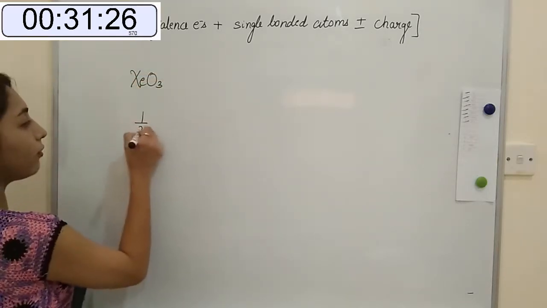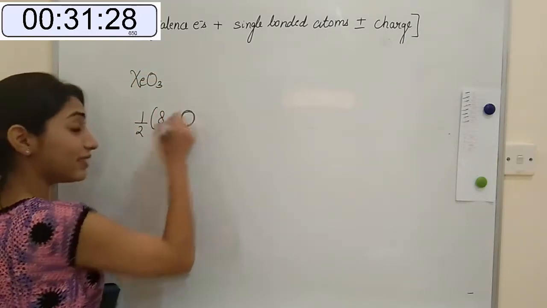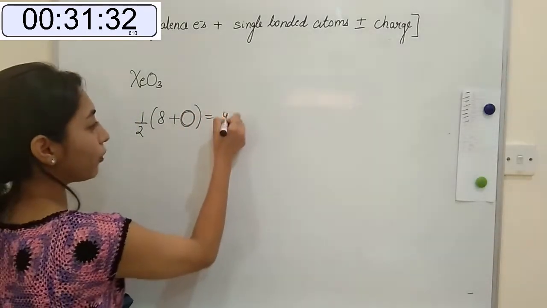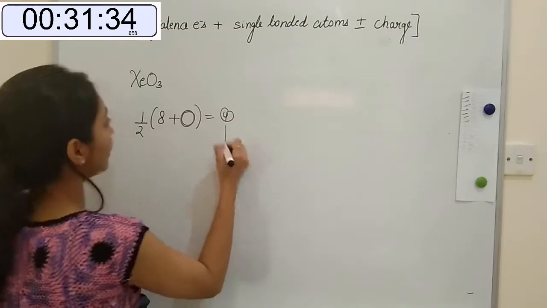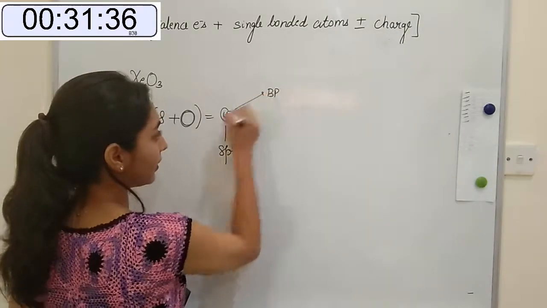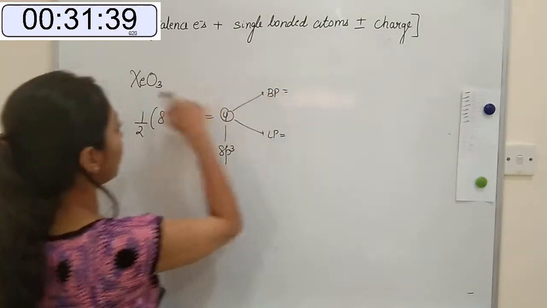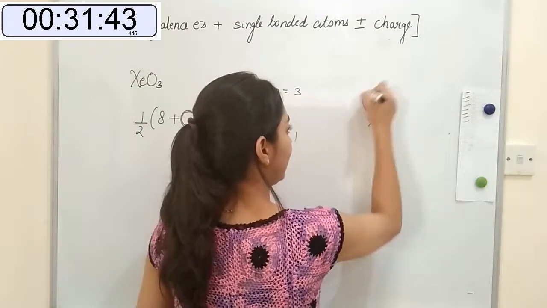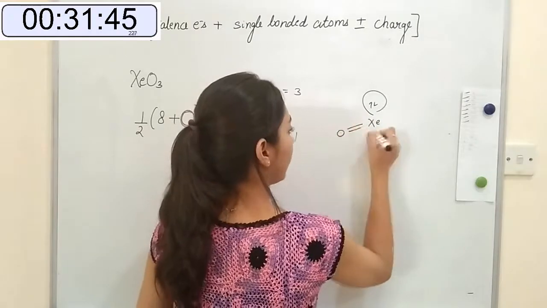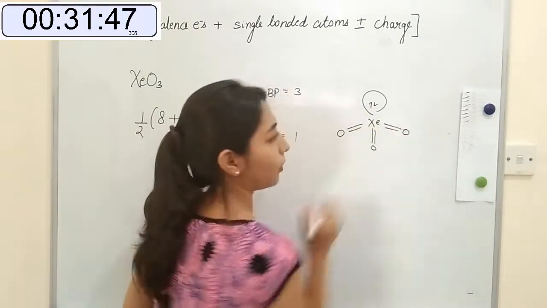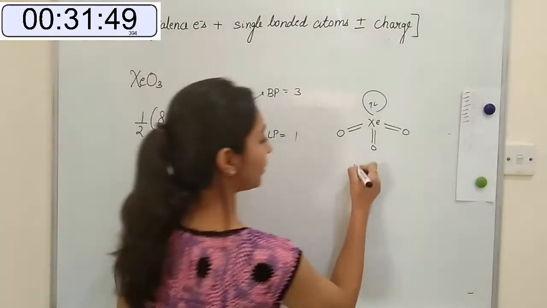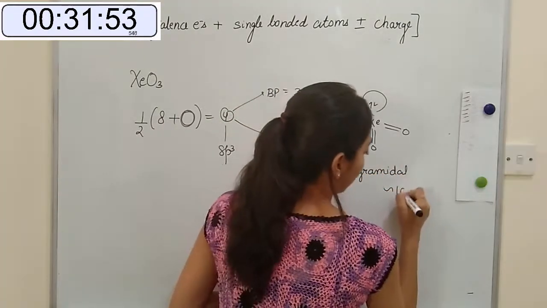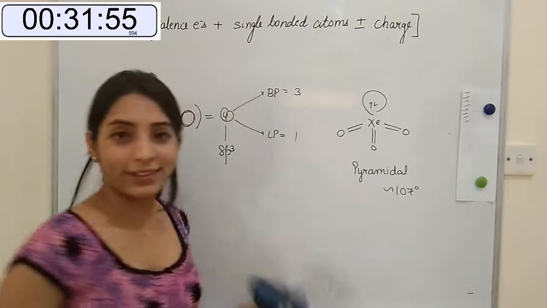XeO3: half of 8 plus 0, because oxygen gets attached by double bond. So this is 4. 4 means it should be sp3, but how many bond pairs and how many lone pairs? The bond pair has to be 3, lone pair will be 1. So it should be Xe, lone pair, double bond O, double bond O, double bond O. Understood? And the shape is pyramidal, and the bond angle will be approximately 107 degrees.